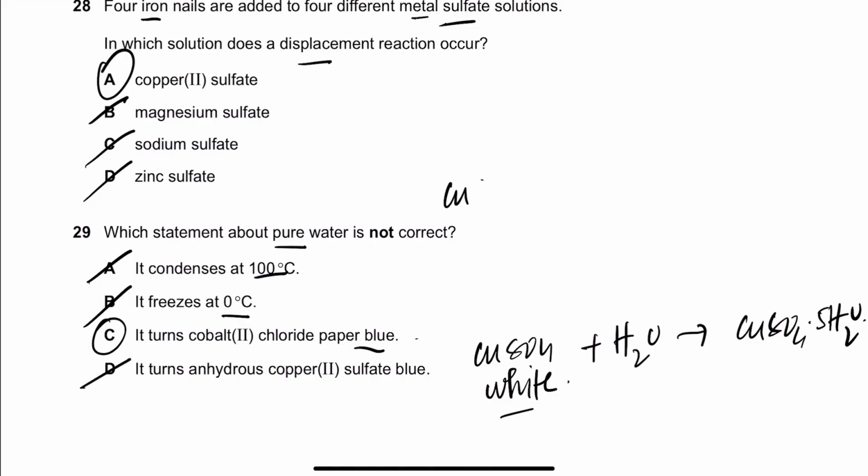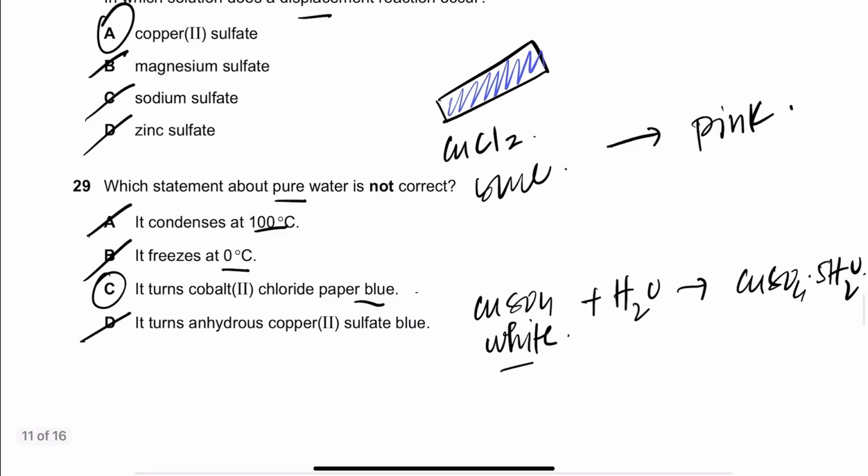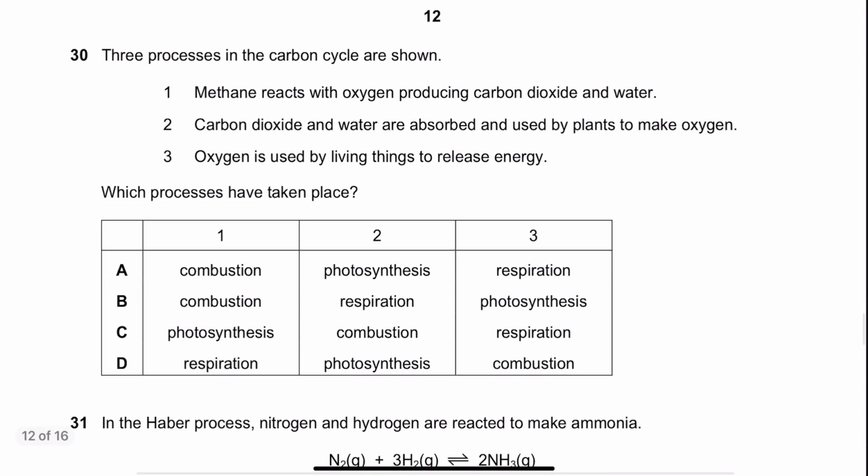Now, about cobalt chloride: it is already blue, and once you add water to it, it turns pink. So they try to confuse you with that. Cobalt chloride paper is already blue, guys. It's already blue in nature. It's not blue because of the water, okay? If it was written that it turns the blue cobalt chloride paper pink, then we would say that is correct. Test for water, guys.